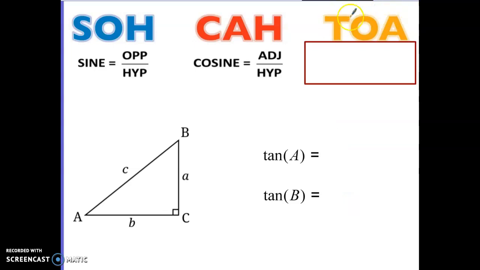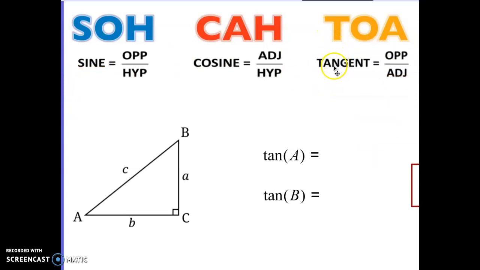All right, the next one we want to look at, this last one right here, TOA. That one stands for tangent, T for tangent, opposite, and adjacent. So tangent is opposite over adjacent. Okay, so let's look at that for angle A. Angle A is here. Opposite is across from. That's going to be A. And adjacent, that's the one that's next to it, but not the hypotenuse. That's here. That's B.